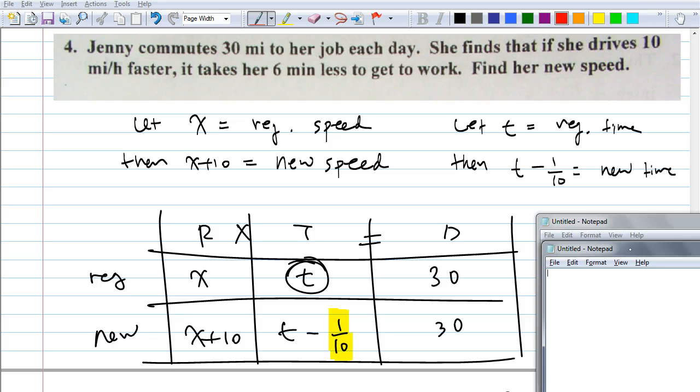So what is the first equation that we get from this? Raise your hand if you think you know. We need 2 equations because we use 2 variables. That's what we get for using 2 variables. X times 10 is 30? Where do you get 10? Oh wait, x times t. Very good. X times t equals 30. What's the other one? X plus 10 times t minus 1/10. That's right. So those are the 2 equations we get.